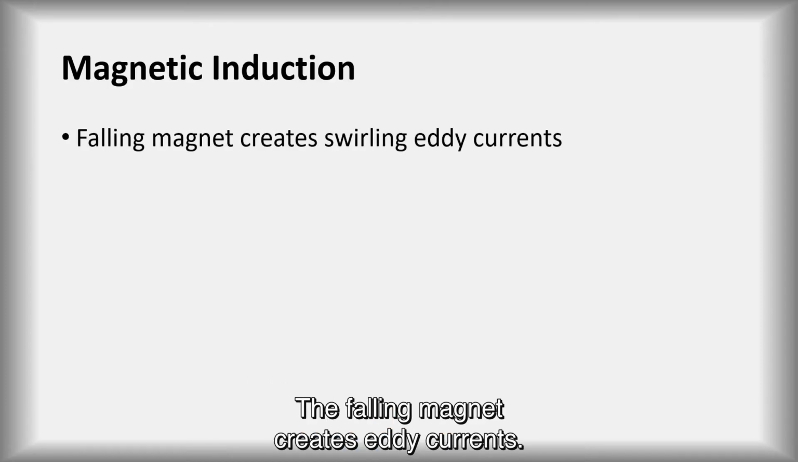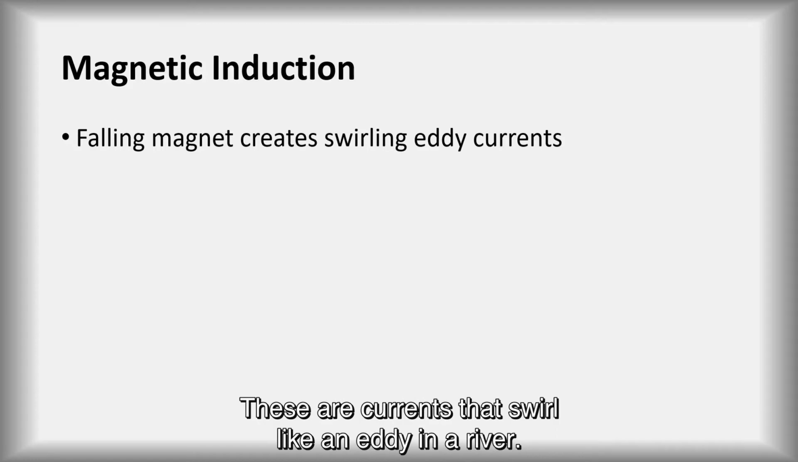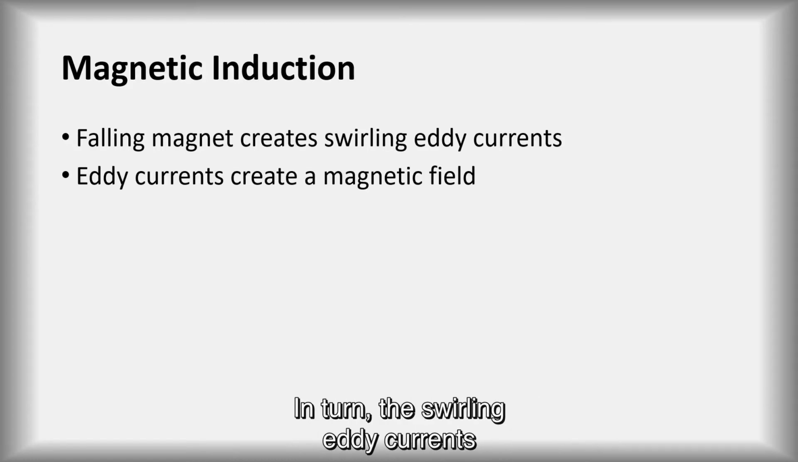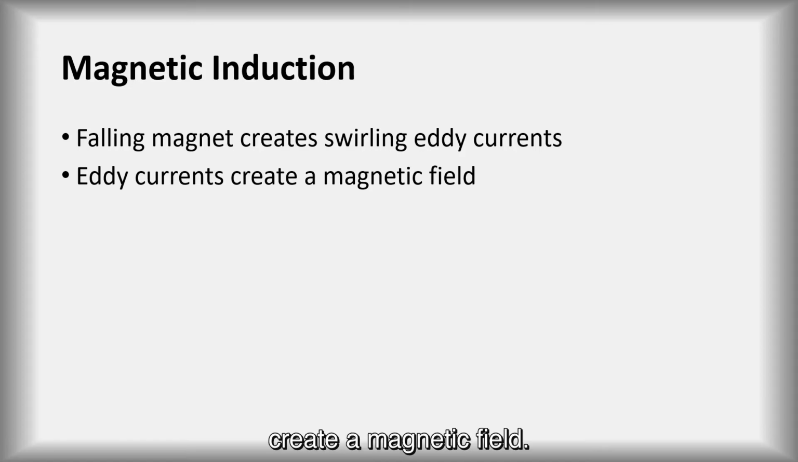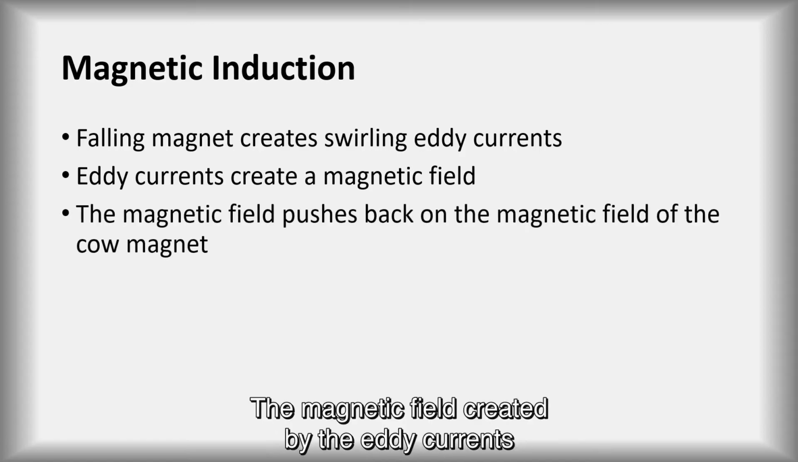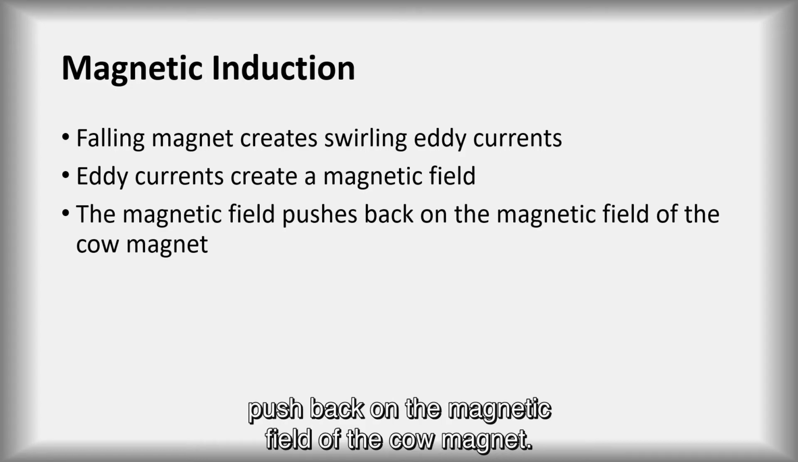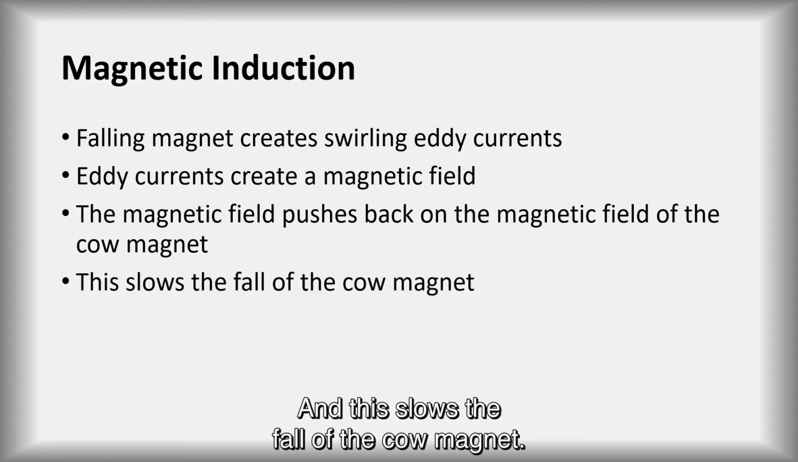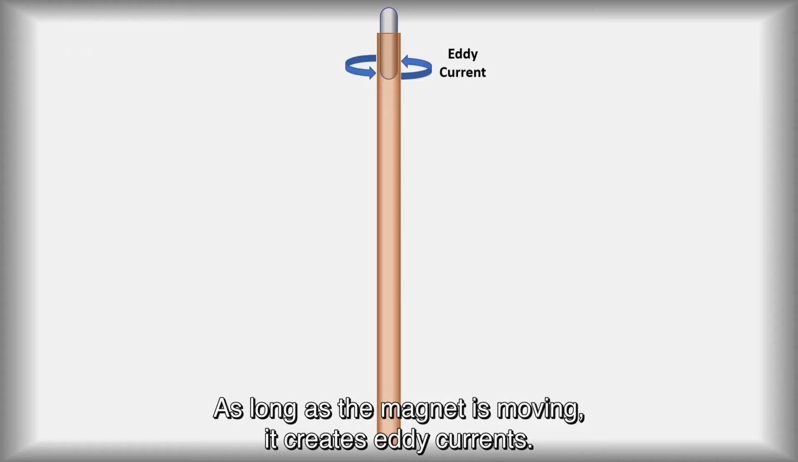The falling magnet creates eddy currents. These are currents that swirl like an eddy in a river. In turn, the swirling eddy currents create a magnetic field. The magnetic field created by the eddy currents pushes back on the magnetic field of the cow magnet, and this slows the fall of the cow magnet. As long as the magnet is moving, it creates eddy currents.